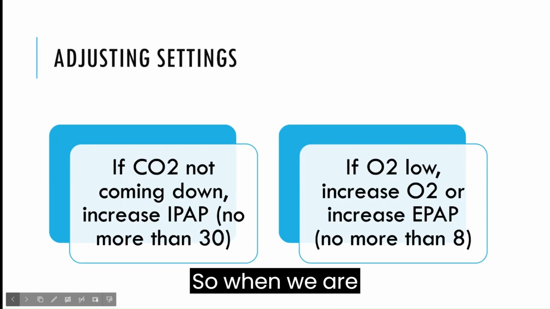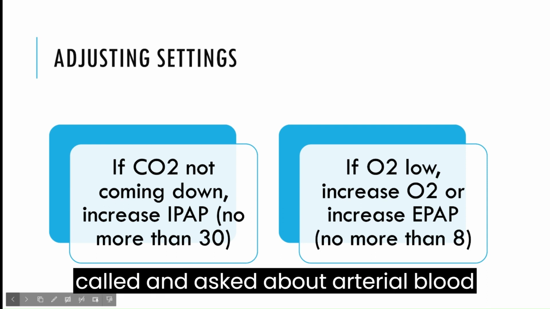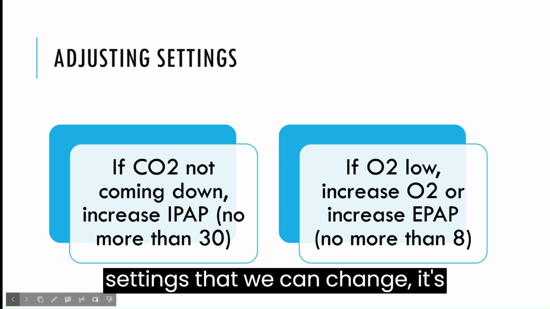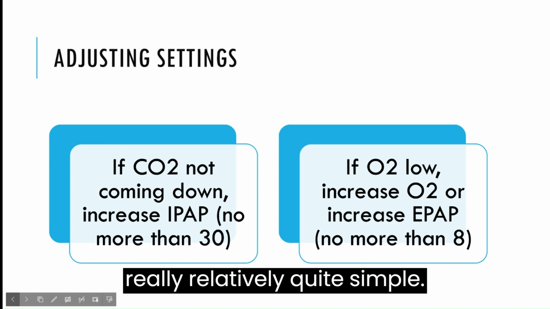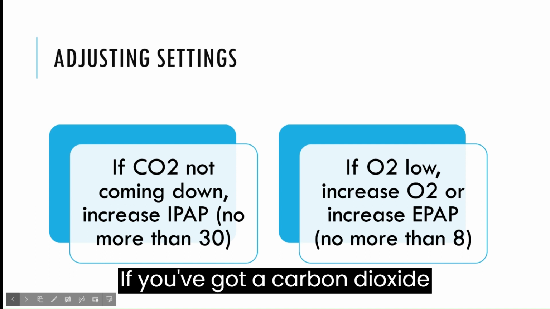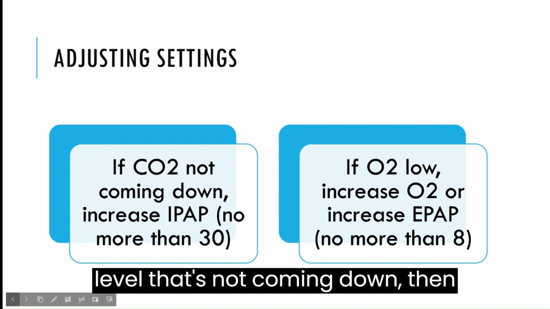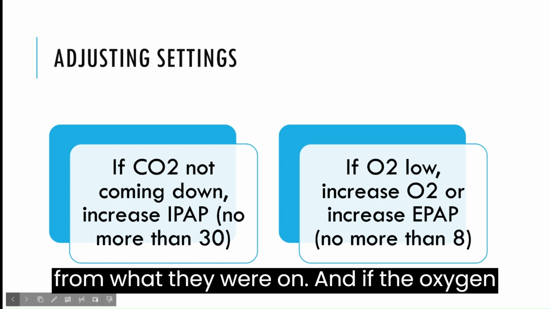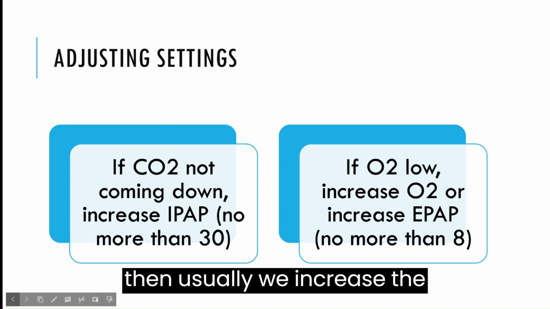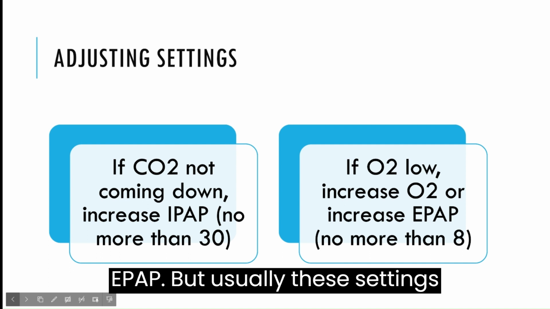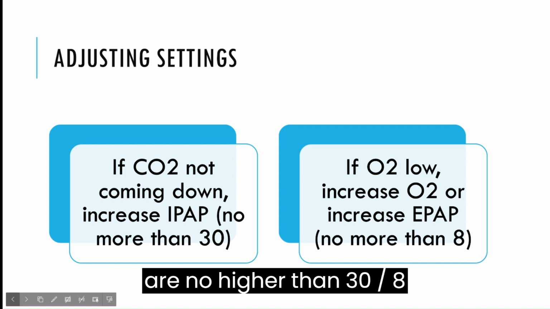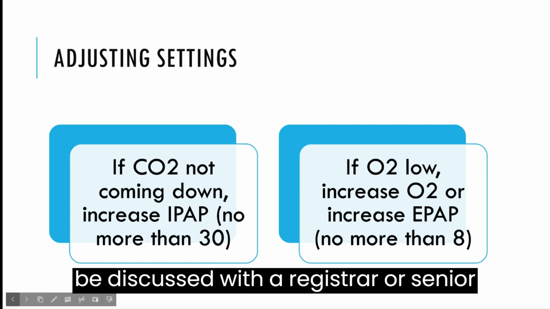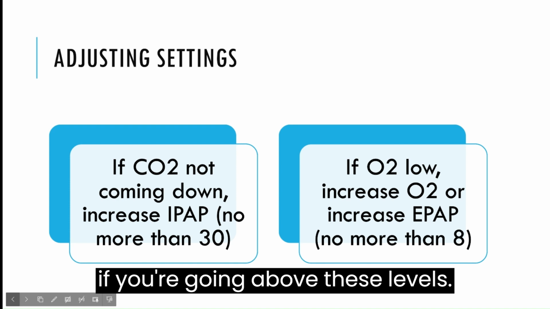So when we are called and asked about arterial blood gases on NIV and some of the settings that we can change, it's really relatively quite simple. If you've got a carbon dioxide level that's not coming down, then usually we aim to increase the IPAP from what they were on. And if the oxygen levels are low or the SATs are still low, then usually we increase the EPAP. But usually these settings are no higher than 30/8. On some occasions you might need to go higher, but again, that should be discussed with a registrar or senior if you're going above these levels.